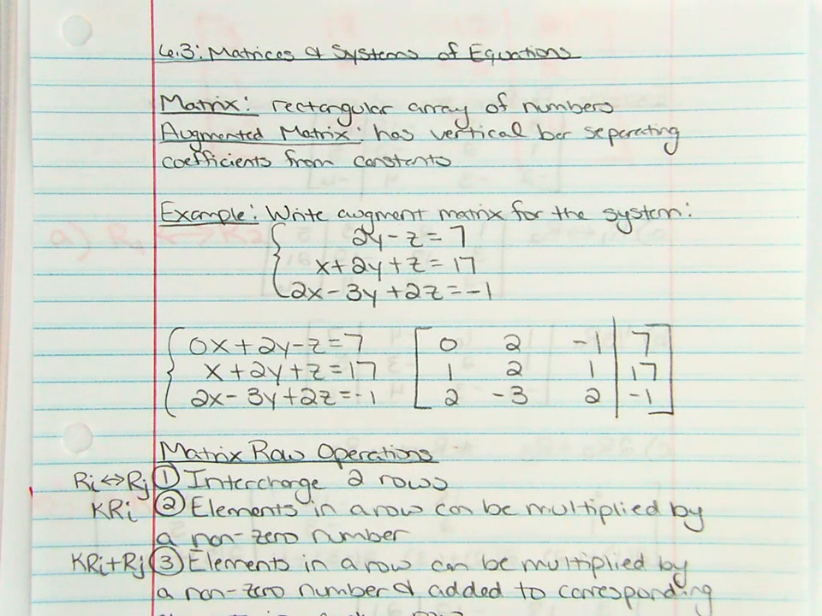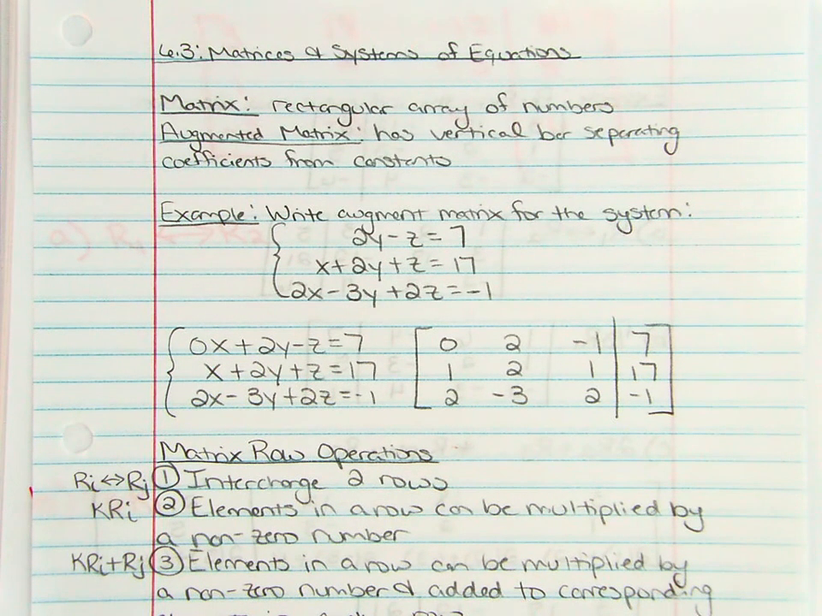Alright, so we started chapter 6 on Monday with systems of equations, or Wednesday, whatever. And it was a big section. We learned how to graph systems of equations. We learned how to solve them using the substitution method. We learned how to solve them using the addition method. We learned that there's consistent, inconsistent, and dependent systems, and all sorts of stuff.